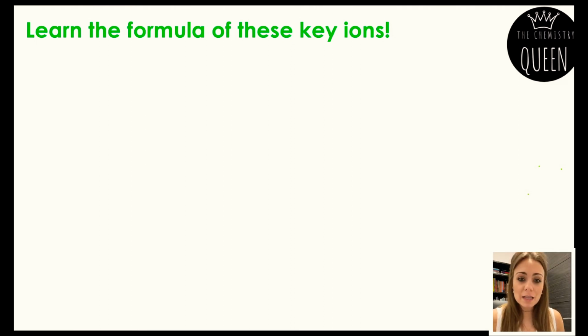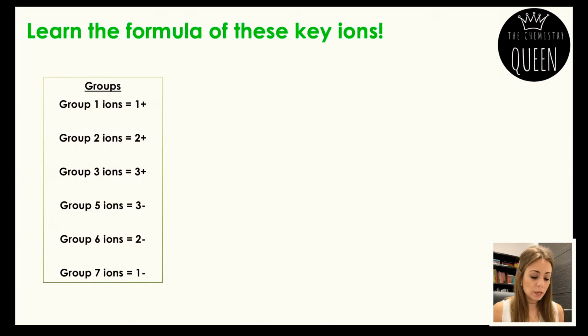I'm going to start in this video by talking you through how to work out the chemical formula for some key compounds, and then in my next video, we'll be looking at how to balance chemical symbol equations. We're going to start by focusing on ionic compounds.